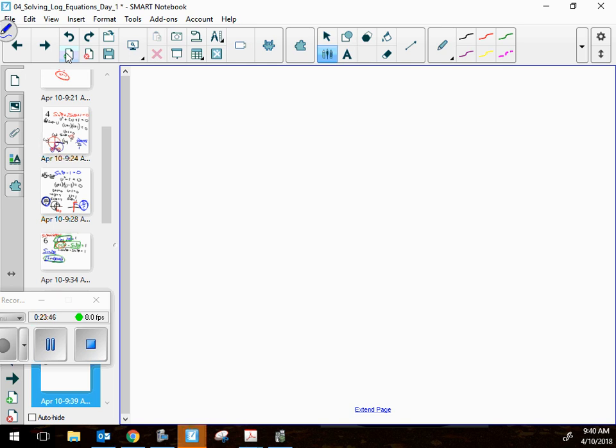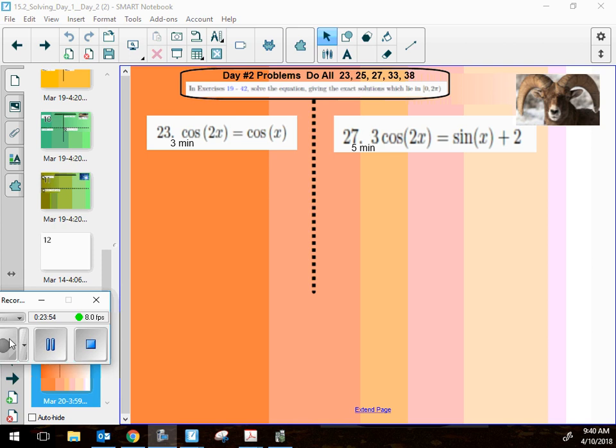Cosine squared minus sine squared. Okay, good. Now we got all that base. Let's find in the homework where day 2 started. So here we are, day 2. We are getting into the meat, the toughest stuff that you have to know.